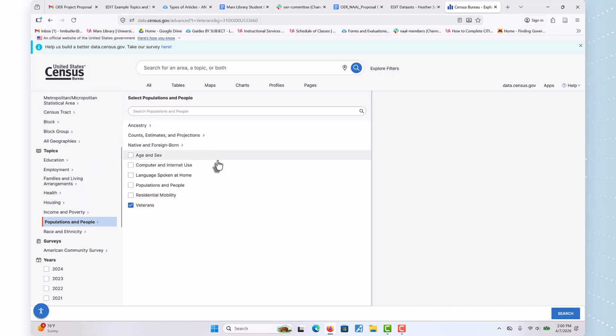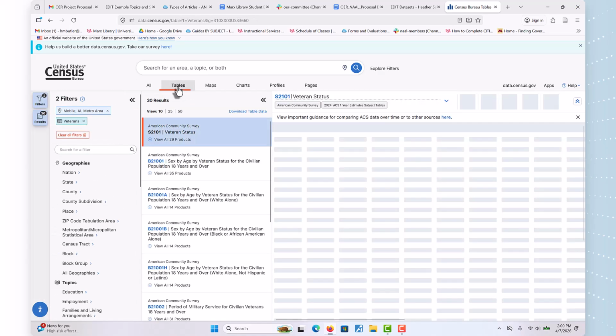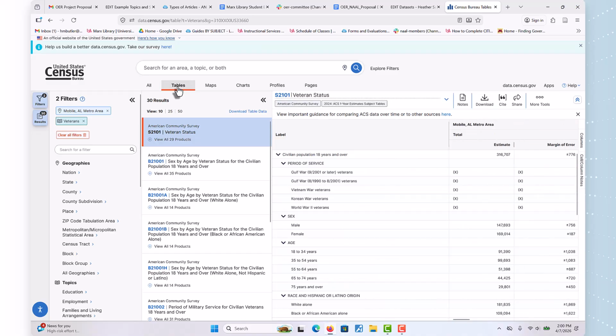So for us, let's go and look and see about veterans. We are doing a pretty simple search. We are just looking for information about veterans in Mobile. And we can use our tables to look at this actual data. So what it shows us right now under the results, these are different specific surveys. So we can look through these surveys and we can see which surveys ask the questions to the people that will answer our questions that we have.